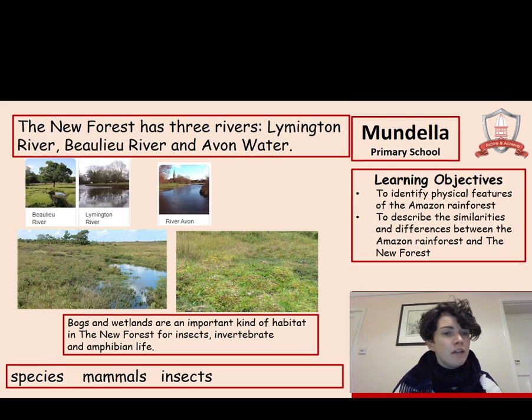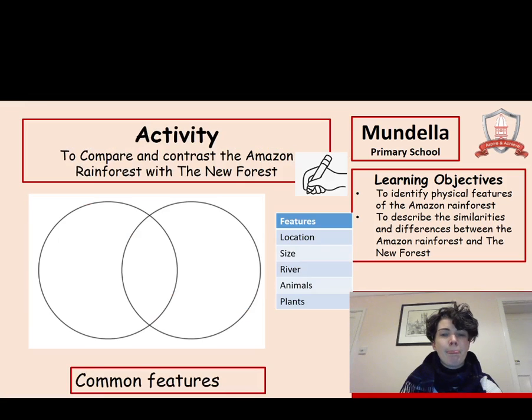Even just by looking at the pictures, we can see quite distinct differences between the landscapes in the New Forest and the landscapes in the Amazon rainforest. These bogs and wetlands aren't the sort of thing you'd necessarily find in the Amazon, and also it's quite flat here in this particular part of the New Forest. Pause the video now to write down your ideas of the similarities and differences.